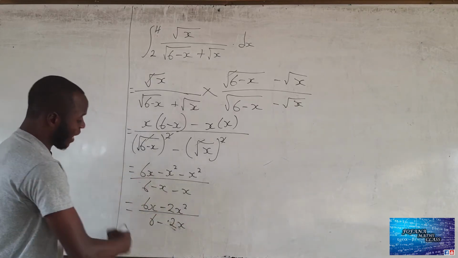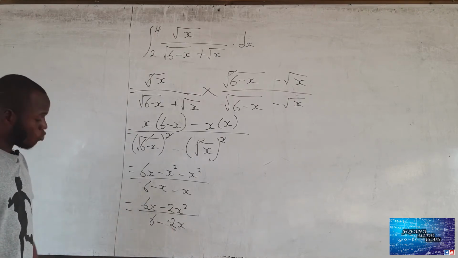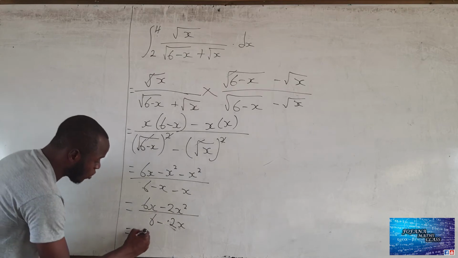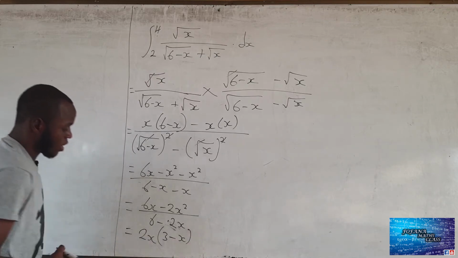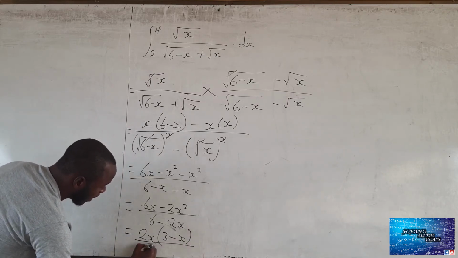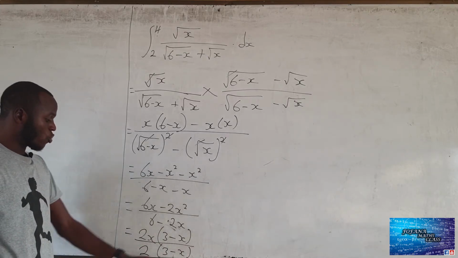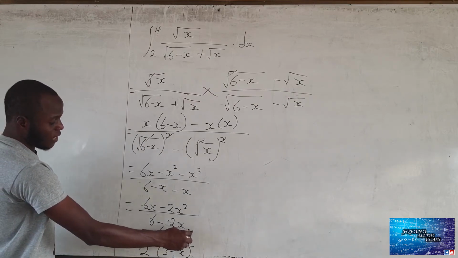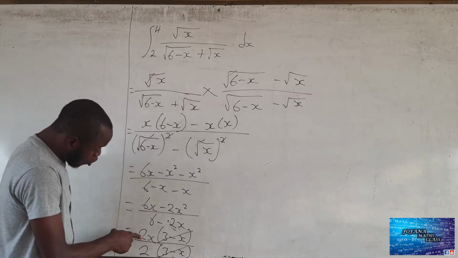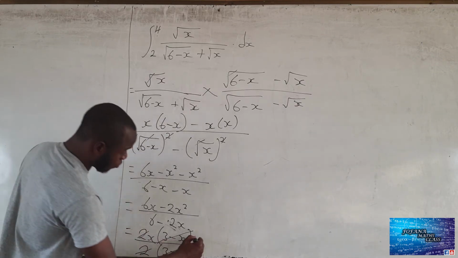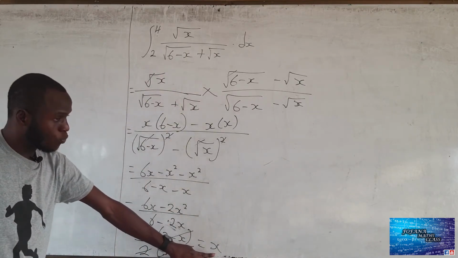Now having done this, we can factorize 2x out at the numerator and then 2 at the denominator. At the numerator, when you factorize 2x out, it will be left with 3 minus x, and at the denominator, when you factorize 2 out, what will be left is 3 minus x. Looking at the expression very well, you will realize that those in the bracket will cancel each other at the numerator and the denominator, and then these two will cancel these two. What will be left will be x.